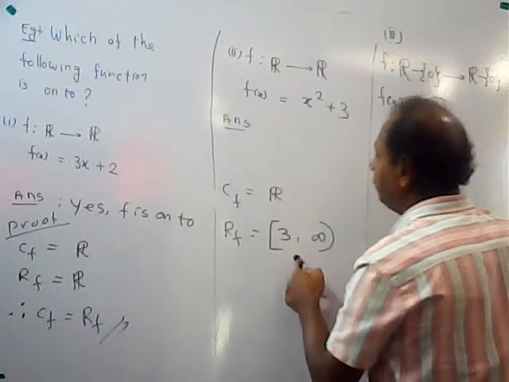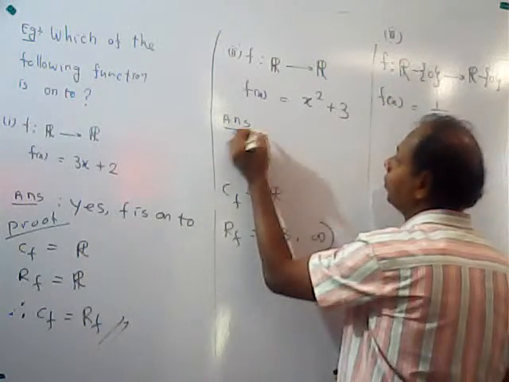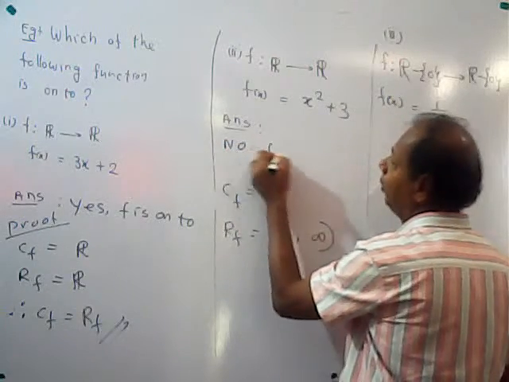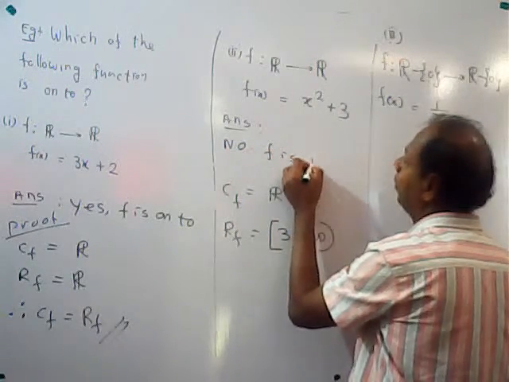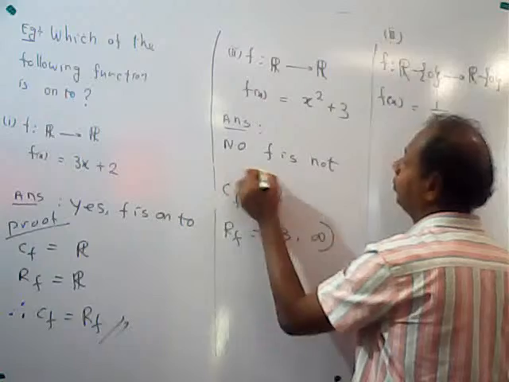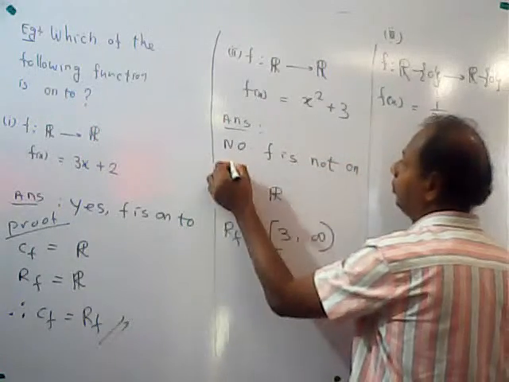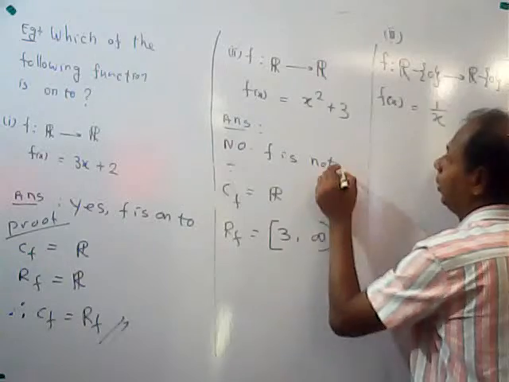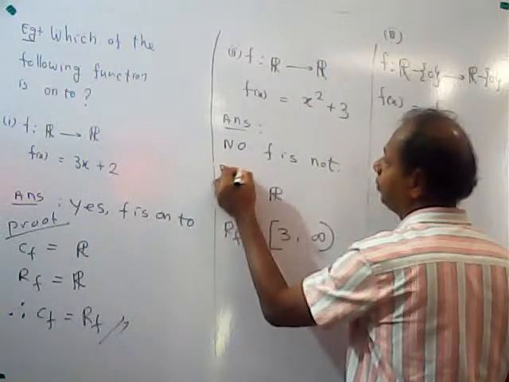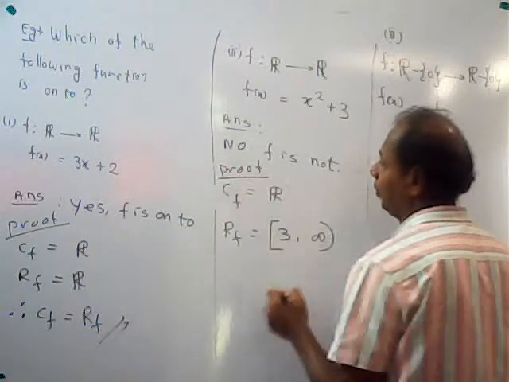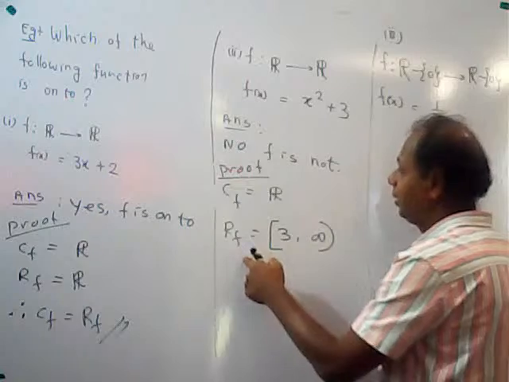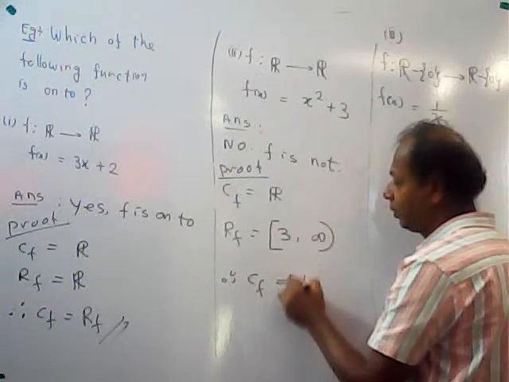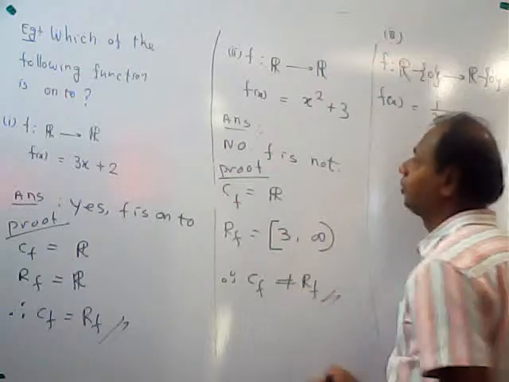So they are not equal. So the answer is no. F is not onto. F is not. Right? Proof. This is the codomain, this is the range, therefore codomain is not equal to range of F. So it is not onto, right?